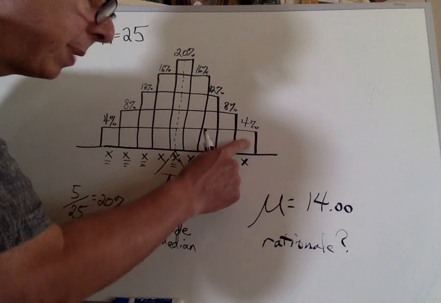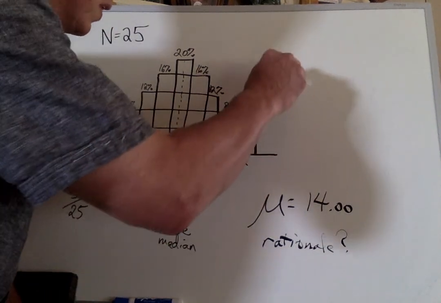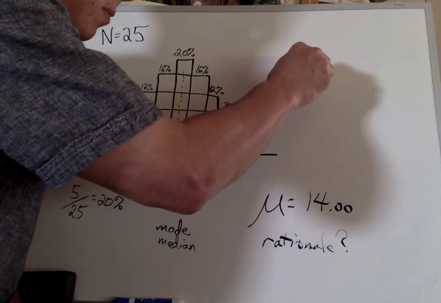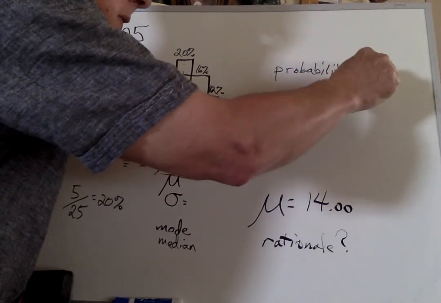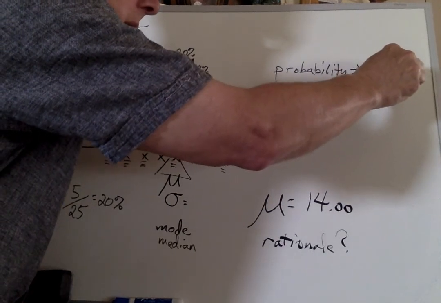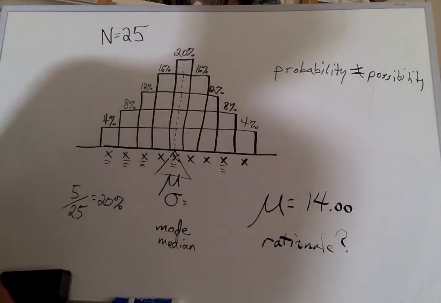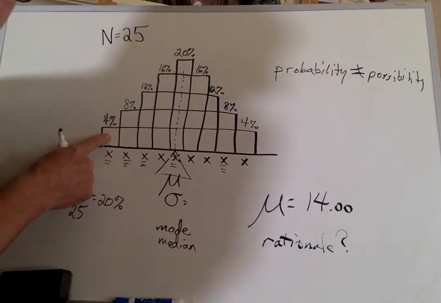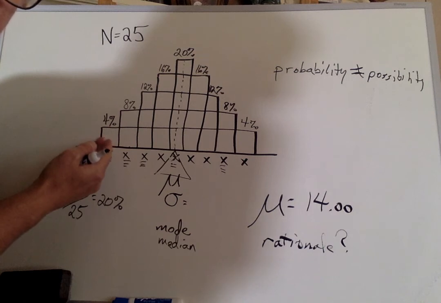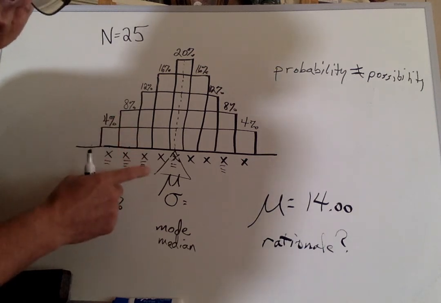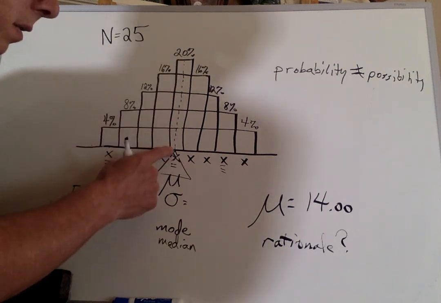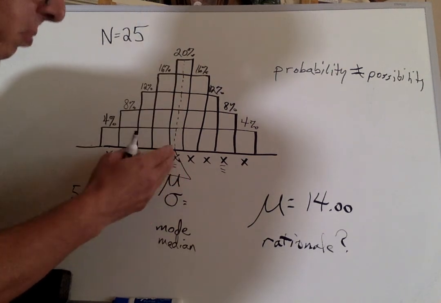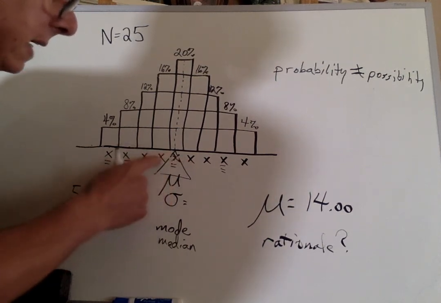Is it possible that I pick this? Yes. Once again, probability is not the same as possibility, okay? Is it possible that I got this block when I put my hand in there and pulled it out? Sure. In fact, it's 4%, but the probability is higher that I picked out the mean. And the probability is still pretty good that I picked something near the mean.